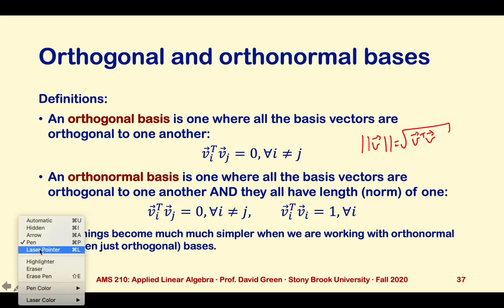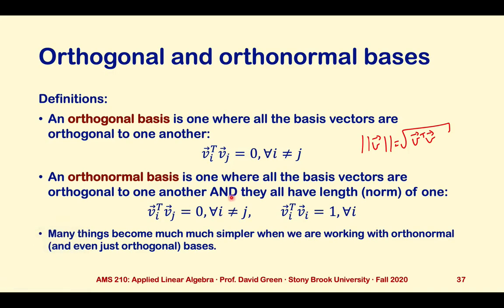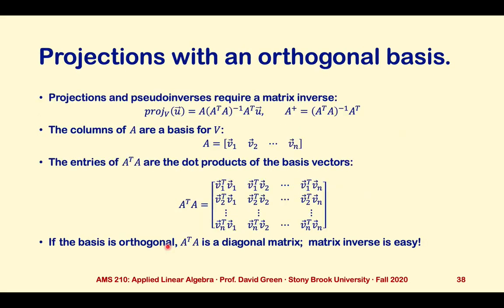So we can write these requirements as: the dot product of every Vi and Vj is equal to 0 for all i not equal to j, and the dot product of Vi with itself has to be 1 for all of the i. We make these definitions because things become very much simpler when we are working with orthonormal bases in particular, but even when we're just working with orthogonal bases. Let's take a look at one of the ways that things become simpler.